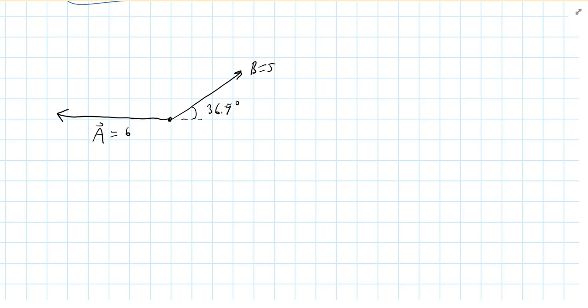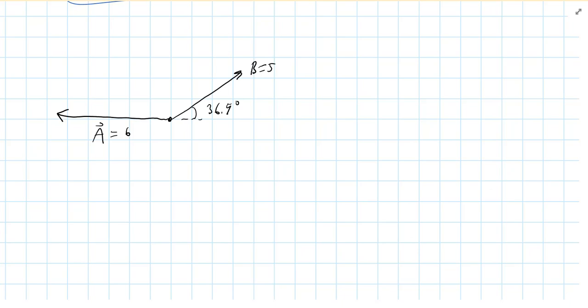Now, you've got to be careful. When we say the angle between them, well, actually, back up a second. Would you expect this vector dot product to be positive, negative, or 0? Okay. Well, A and B are pointing somewhat opposite directions to each other. So you should expect a negative vector dot product here. However, if I do vector A, so if I do 6 times 5 times cosine of 36.9 degrees, I'm going to get a positive answer out of that.